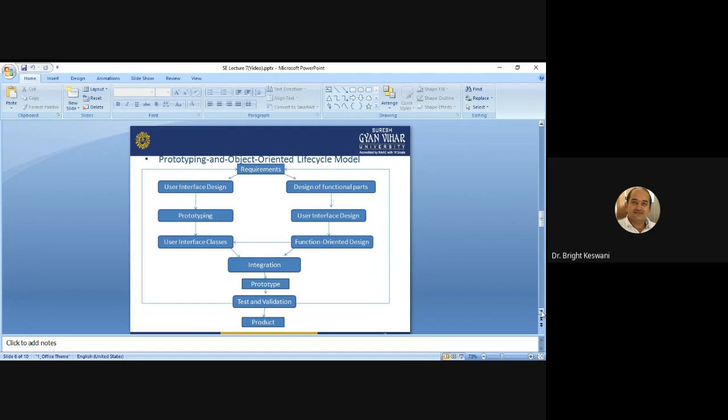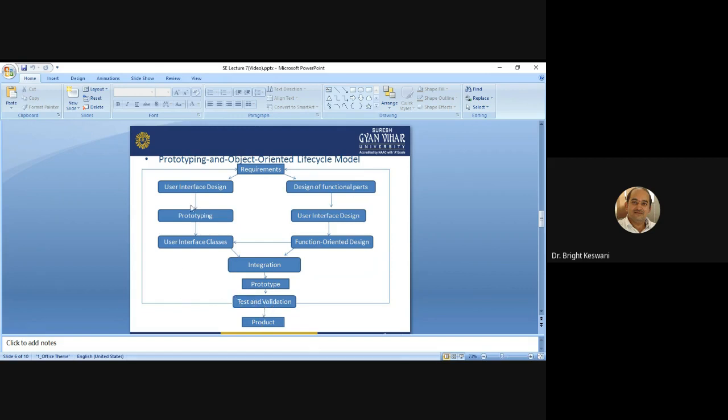So this is the general illustration of the prototyping and object-oriented lifecycle model. This illustration provides a clear-cut understanding of this model. It is a very important model, and we can say that it is the integration of the final classes and their user interface classes, which creates a prototype that can be tested and validated. And this places new requirements on the user interface and functionality, so that the cycle begins. And lastly, after testing and validation, we can achieve the final product.